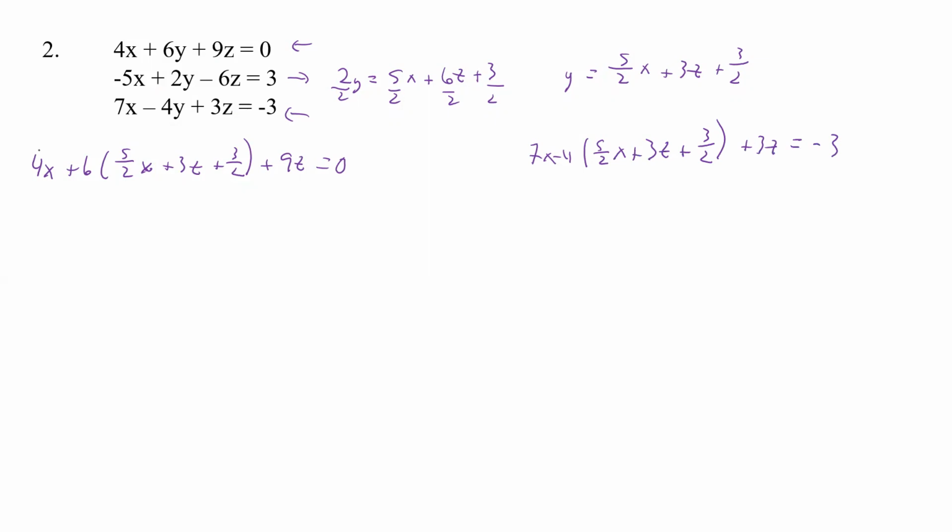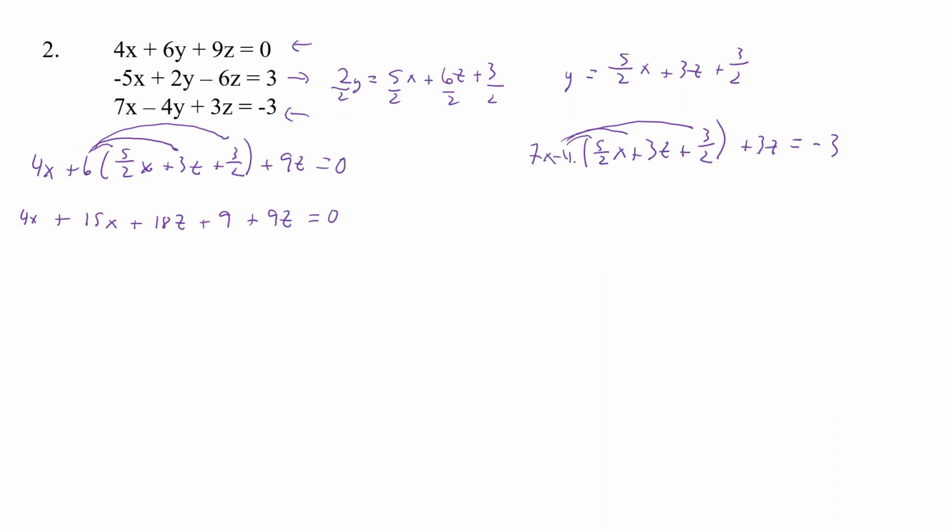And now to simplify. So now I have to distribute my 6 through, and here I have to distribute my negative 4 on through all of them. And so don't forget to do that last one as well. And so I have 4x and then plus, now we have 2 will go into 6, 3. So we have 3 times 5, so that's going to be 15x. And 6 times 3 is going to be plus 18z. And 2 will go into 6, 3. So we have 3 times 3, so that's going to be plus 9. Then plus 9z. And then that equals 0.